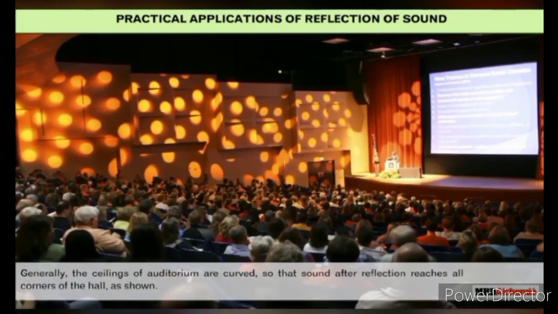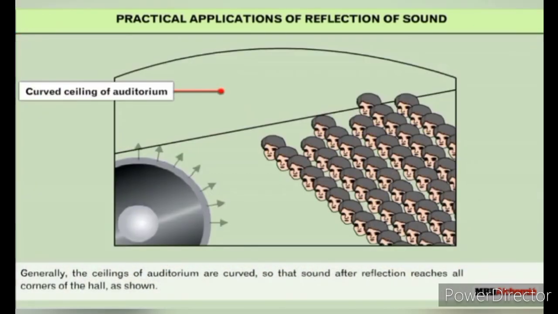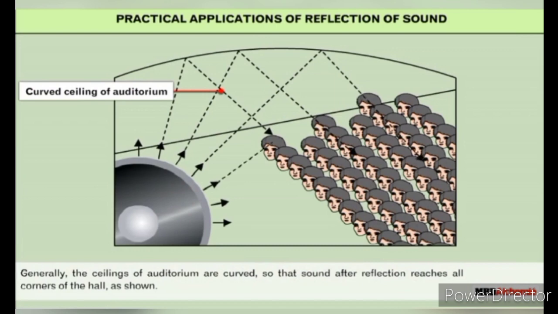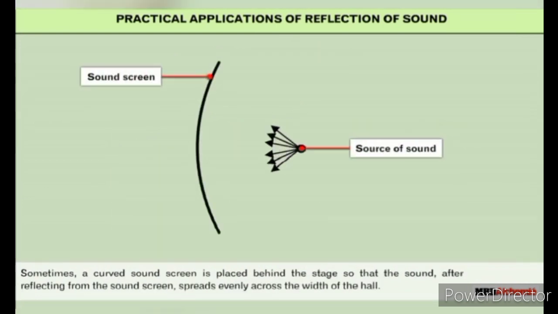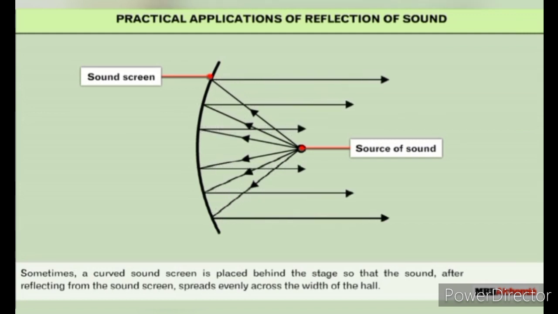Generally, the ceilings of auditoriums are curved, so that sound after reflection reaches all corners of the hall as shown. Sometimes a curved sound screen is placed behind the stage so that the sound after reflecting from the sound screen spreads evenly across the width of the hall.